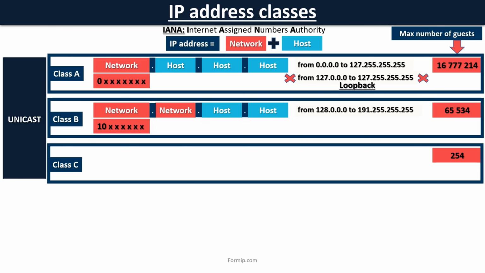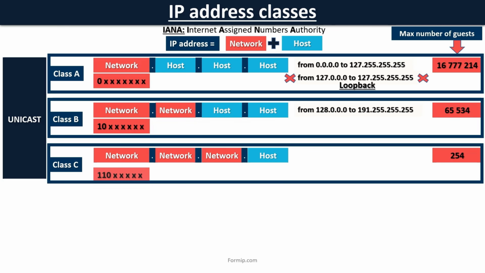And Class C is the most widely used address class, as it is intended for small networks with a maximum of 254 hosts per network. Here, the first 3 bytes of the IP address identify the network part, and the remaining byte is reserved for the host part. A Class C address always starts with the binary 110. We have networks going from 192 to 223.